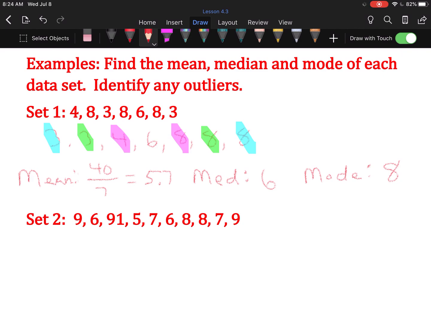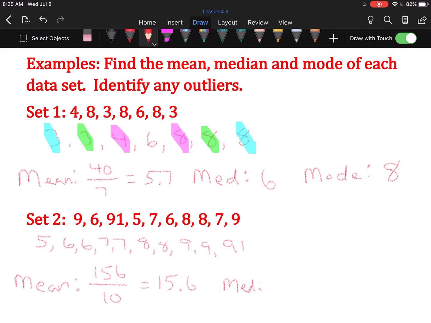That's it. In the next set, first thing I want you to do is put it in order. So that, to me, I'm seeing 5 is the smallest number. There are 2 6s. There are 2 7s. There are 2 8s. There are 2 9s. And there's a 91. 1, 2, 3, 4, 5, 6, 7, 8, 9, 10. Mean, median, mode. For the mean, we will add those numbers up. So 5 and 2 6s and 2 7s and 2 8s and 2 9s and a 91 is 156. There are 10 numbers, which means the mean is 15.6.